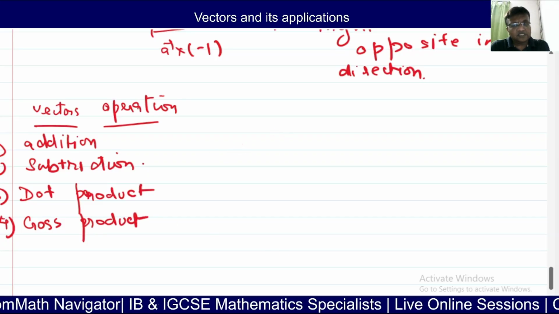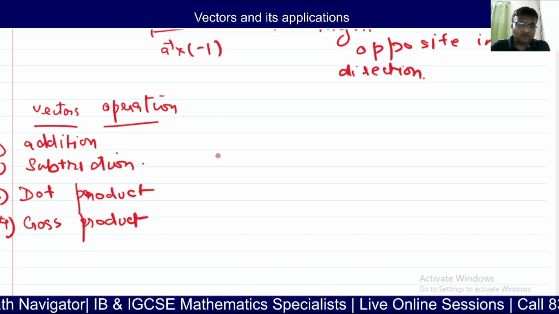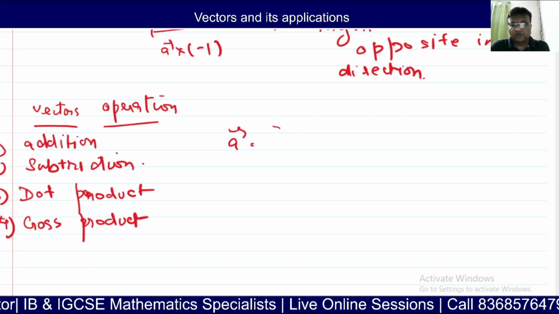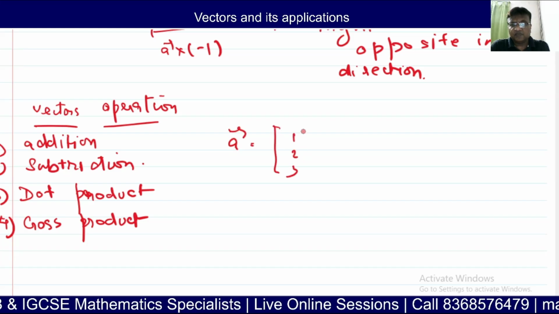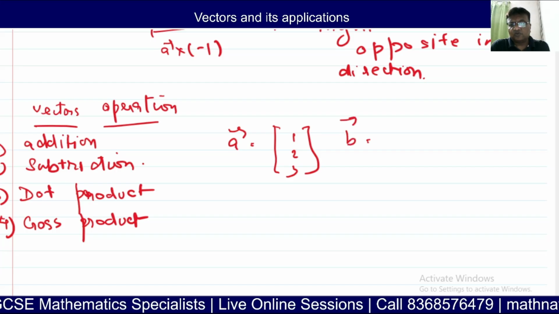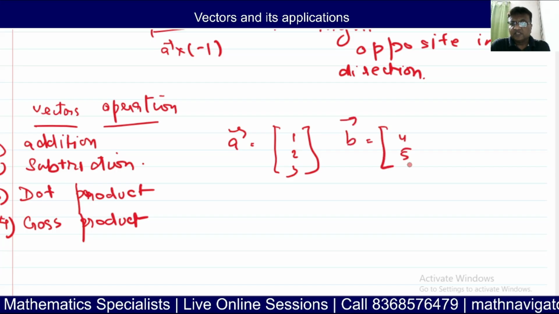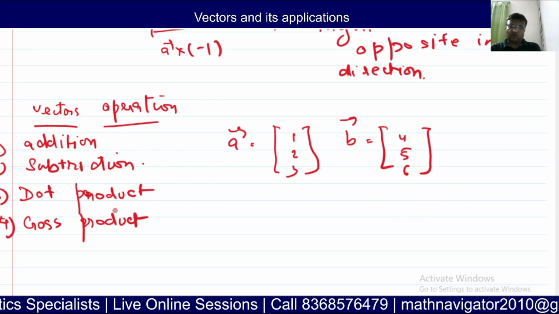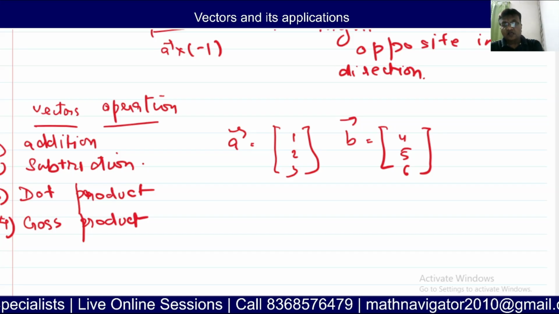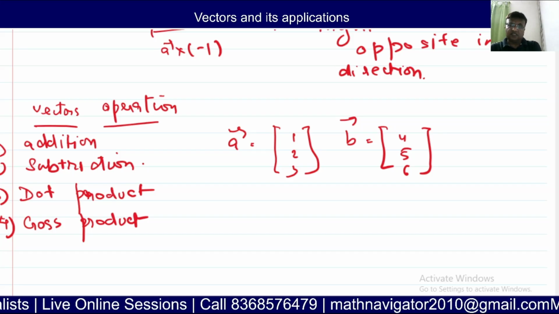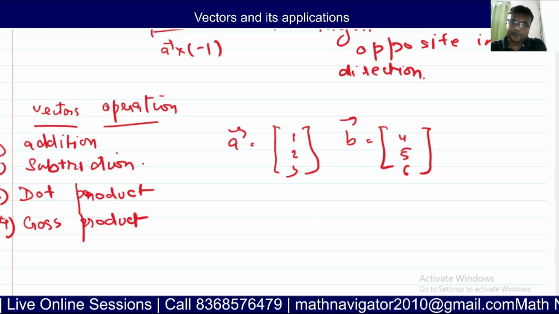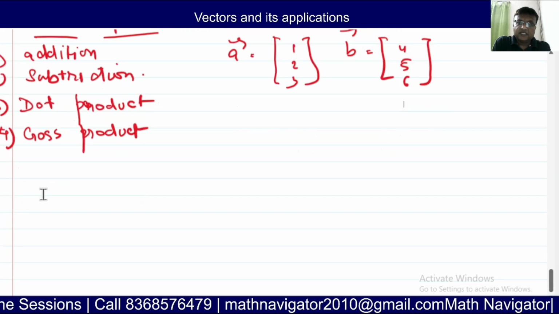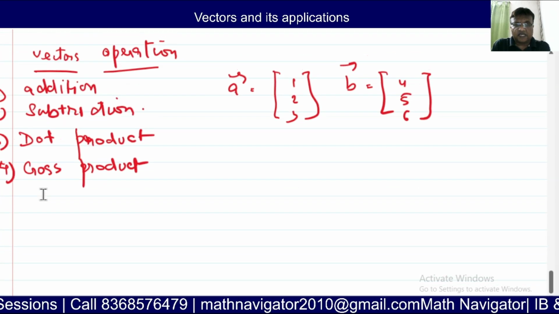So a vector can be given to us in two forms, the graphical form as well as the component form. So if I'm saying vector A is equal to 1, 2, 3, and vector B is equal to 4, 5, 6. In this video, we are going to do only the basics of addition, subtraction, dot product, and cross product. How do we find them? In the next video, we will talk about the use of them when we further move to vector applications, right? So first we need to understand how do we add two vectors.